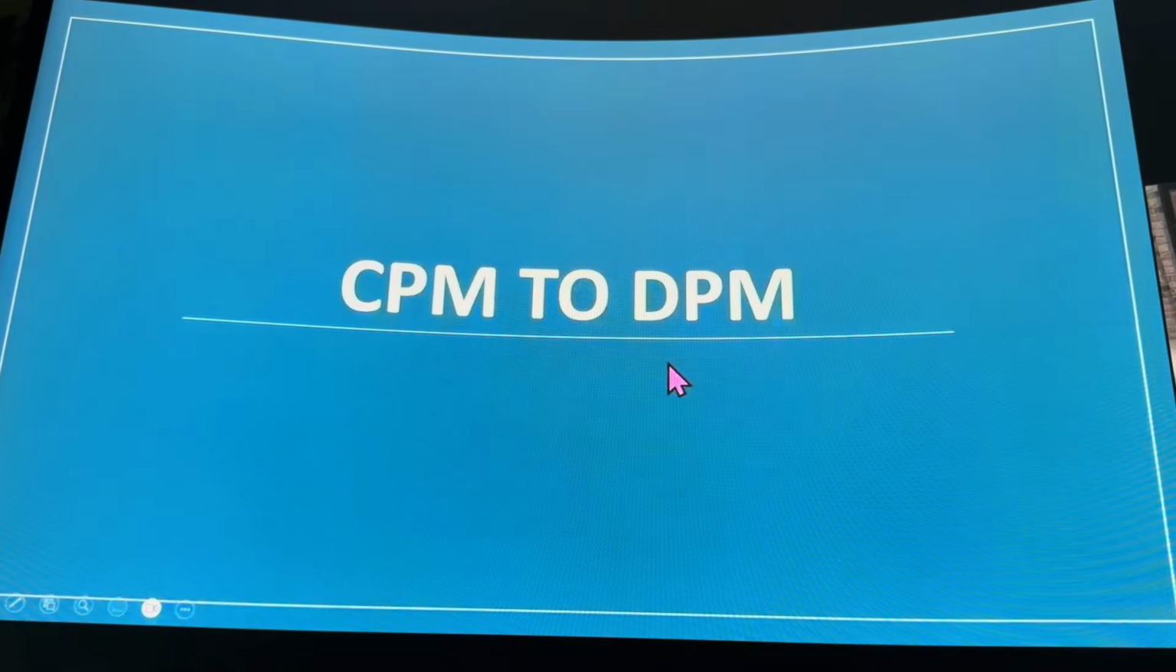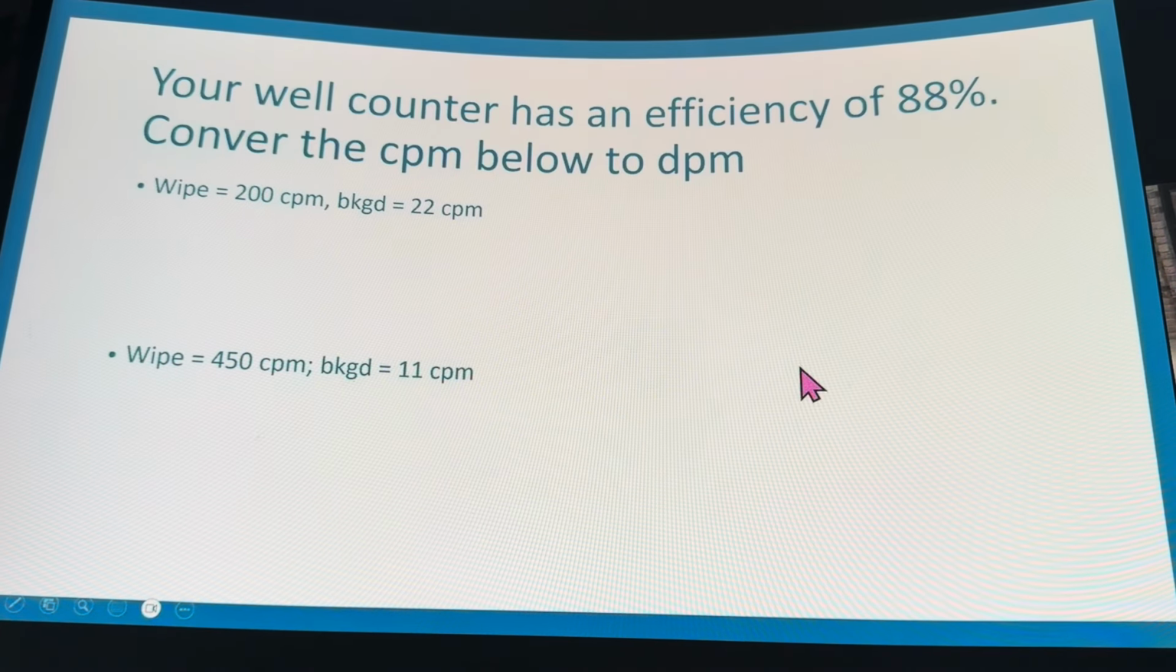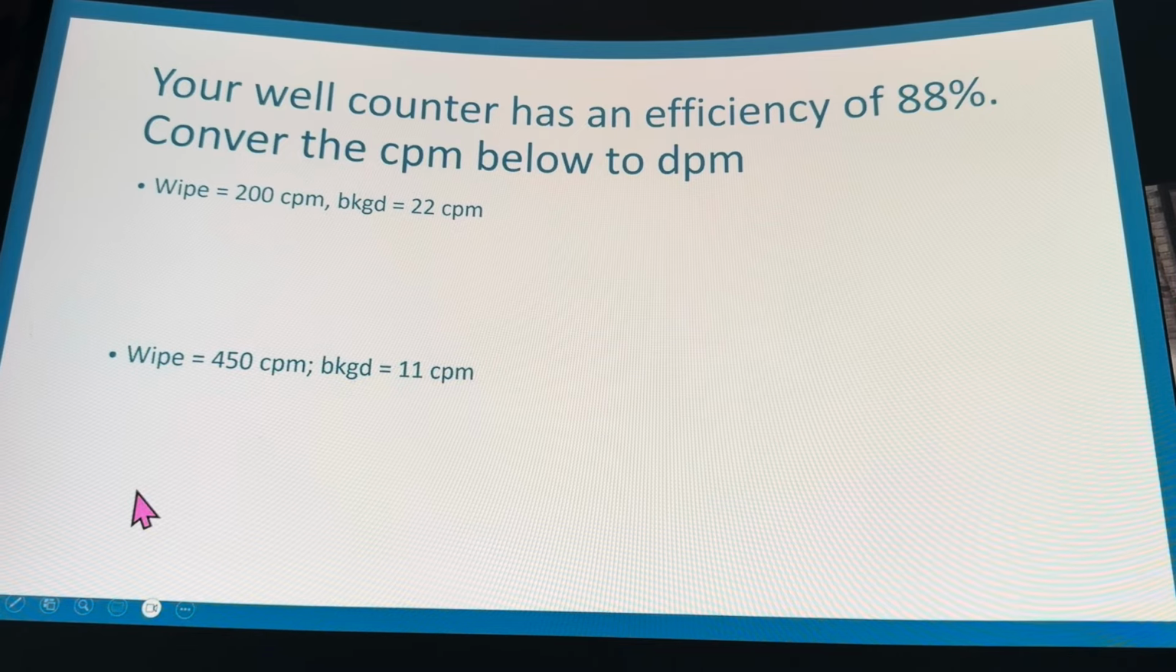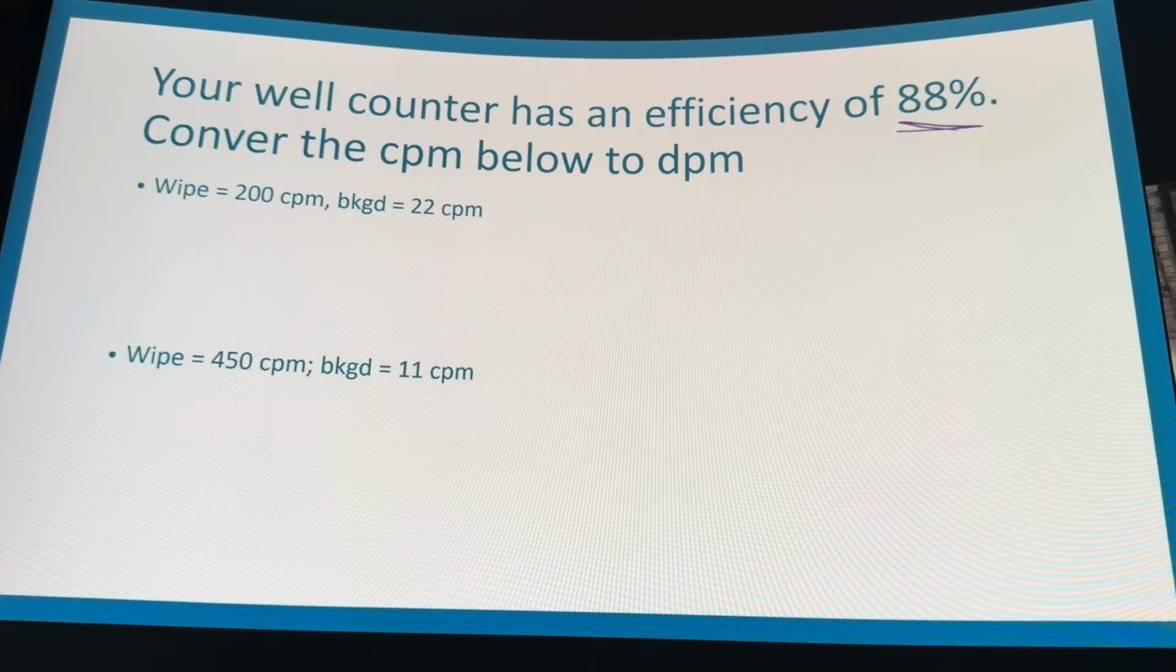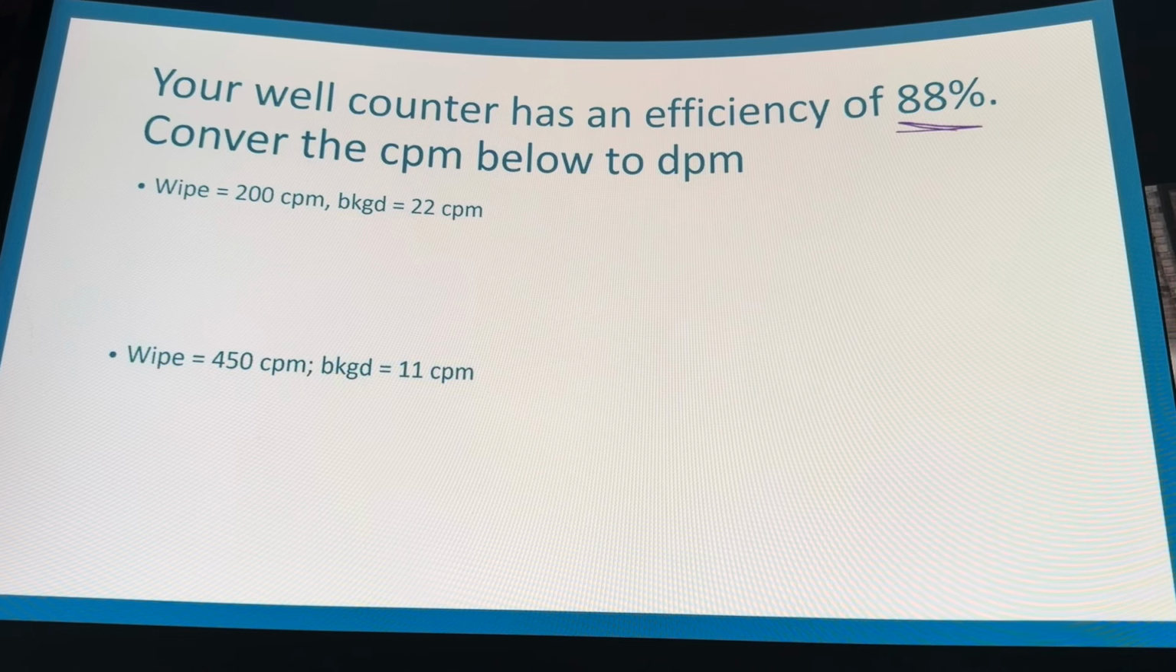All right, we're going to keep on going because we still have 24 minutes. Keep the energy up. Our well counter has an efficiency of 88%. We have to convert CPMs to DPMs. CPM divided by efficiency equals DPM.